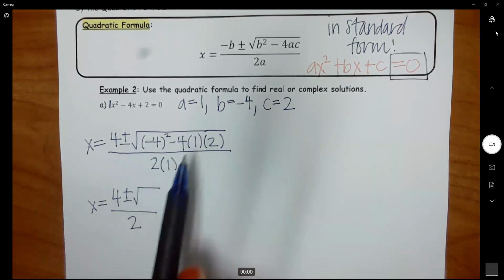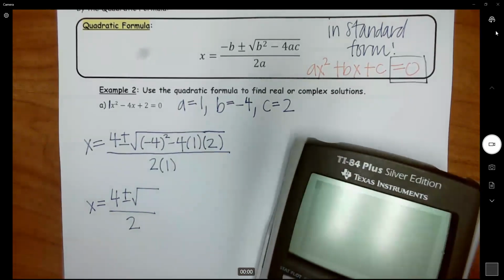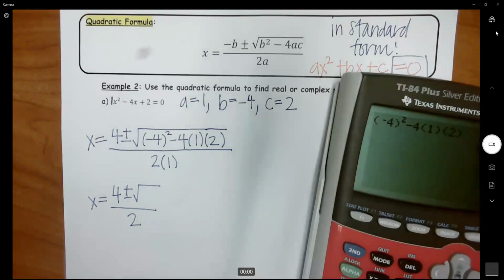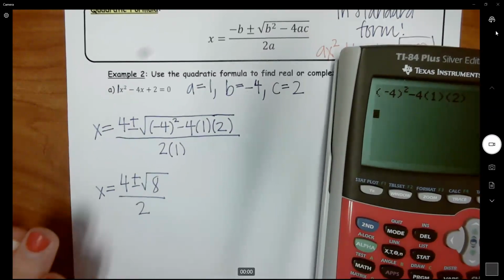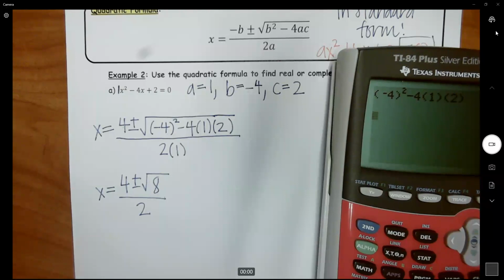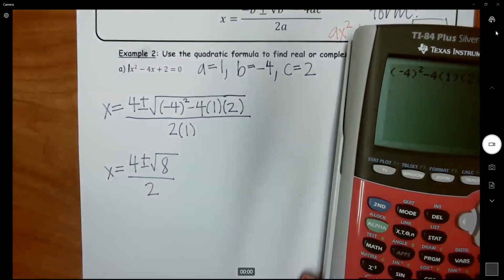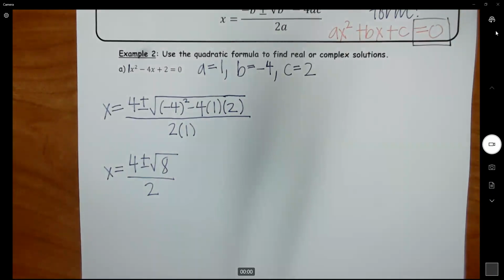So I'm going to put all of this in my calculator just the way I see it. I've got negative 4 in parentheses squared minus 4 times 1 times 2. And I get 8. This is a correct answer. My math lab will not take it and count it as right because it needs to be fully simplified.